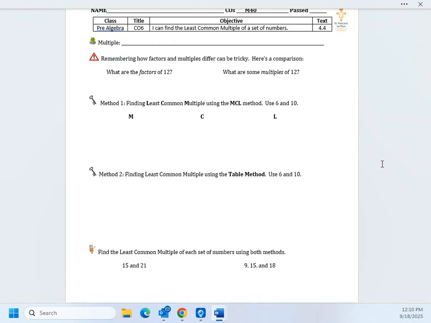So a multiple are numbers, a given number can go into.